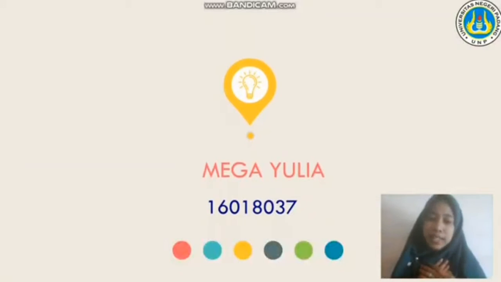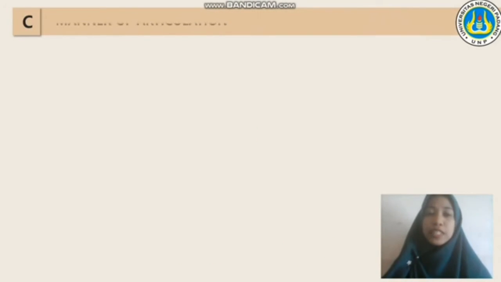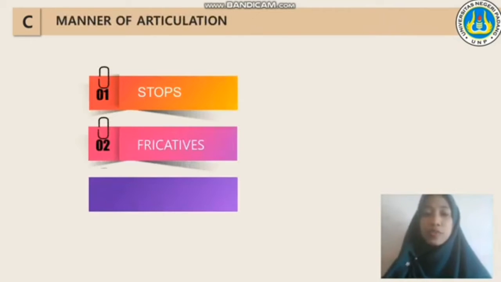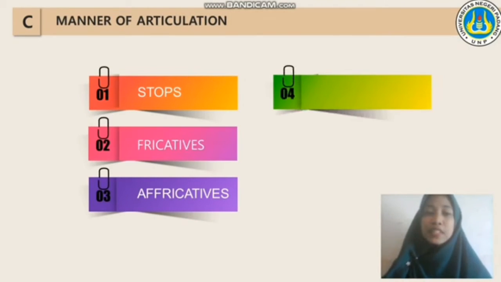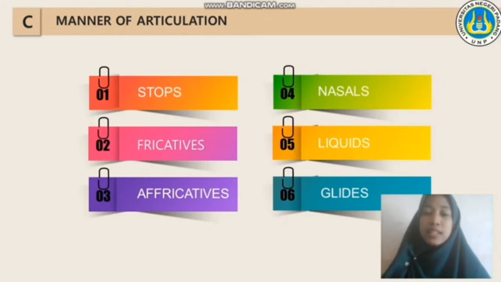Hello, I'm Yulia. I'm the second presenter. I will explain about manner of articulation. Manner of articulation includes first stop, second fricative, third affricate, fourth nasal, fifth liquid, and the last is glide.